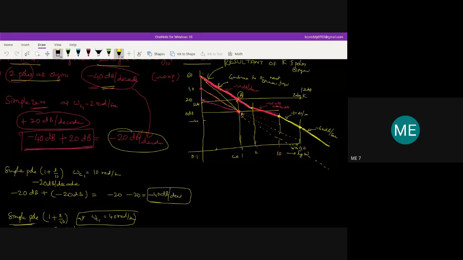There is no end for this point, because this will be extended till the next corner frequency comes. Because we have only up to omega C3, omega C4 is not there. Why? Because there is no simple pole or simple zero present in the system. So we can stop this magnitude line at any point.